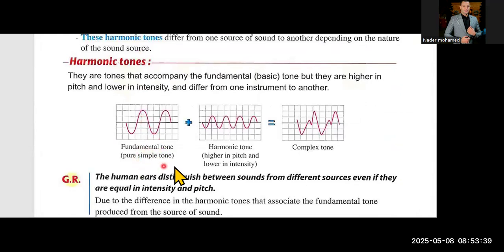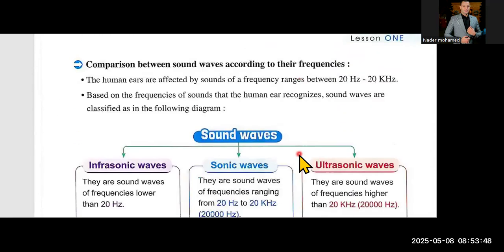Fundamental tone is pure and simple. Harmonic is higher in pitch and lower in intensity. Both of them make a complex tone.